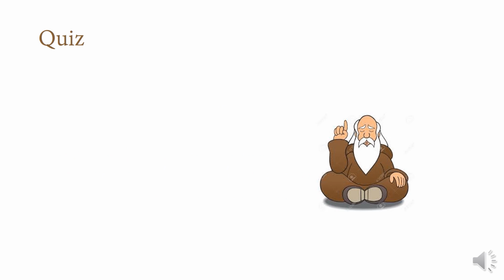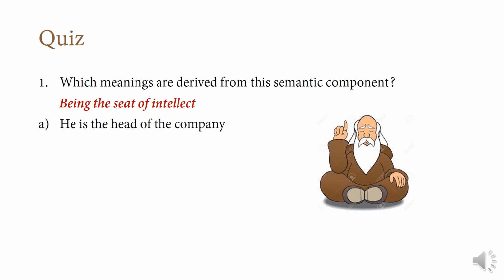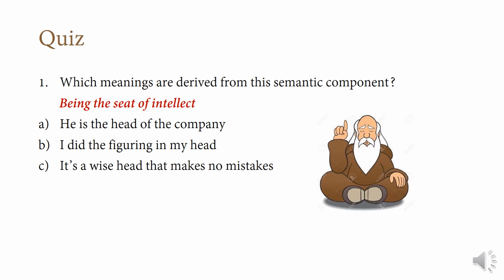Let's take a quick quiz to make sure we understand the semantic components. So which meanings are derived from this semantic component? And the semantic component is being the seat of intellect. Let's take a look at some of the examples and try to figure out which ones are connected to being the seat of intellect. He's the head of the company. I did figuring in my head. It's a wise head that makes no mistakes.